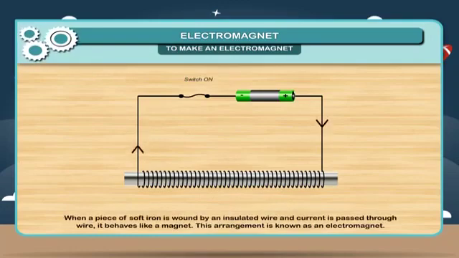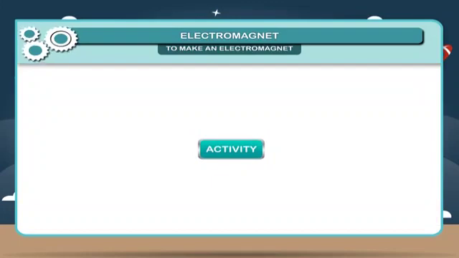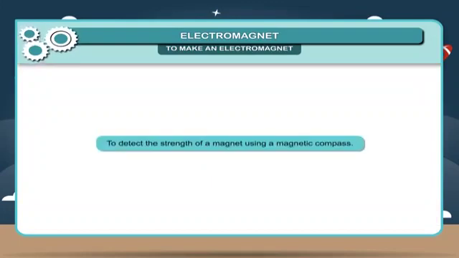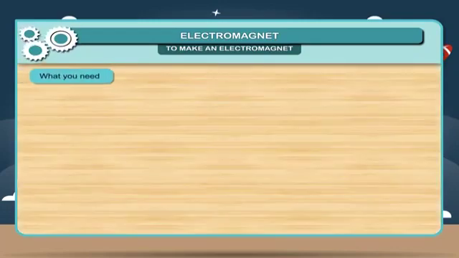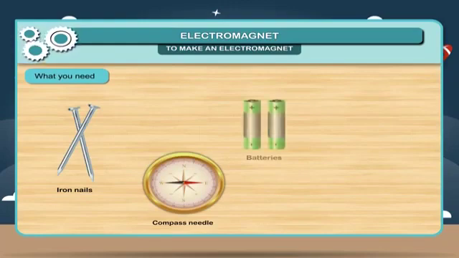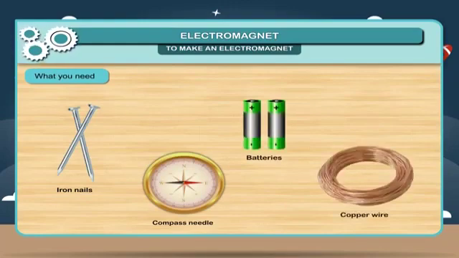When a piece of soft iron is bound by an insulated wire and current is passed through a wire, it behaves like a magnet. This arrangement is known as electromagnet. Activity. To detect the strength of a magnet using a magnetic compass. What you need: 2 iron nails, compass needle, batteries, copper wire.